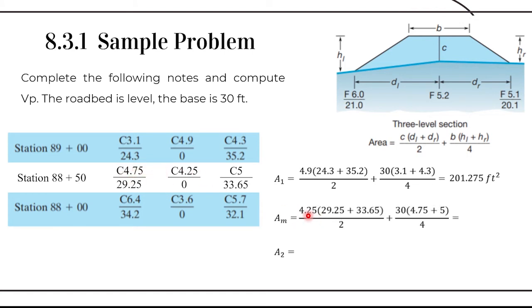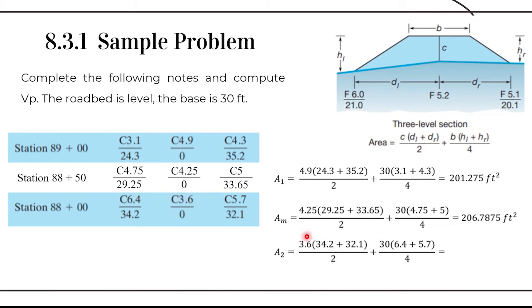Now for the area of the midsection, you just have to input again the values from the notes. 4.25, which is the height of the center, 29.25, which is the distance left, 33.65, which is the distance right, all over 2, plus the base, 30, times the sum of the height left and the height right, all over 4, which is equal to 206.7875 square feet.